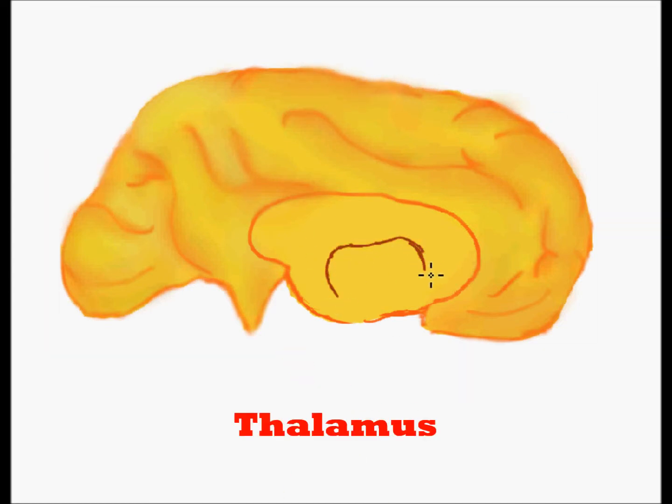The first portion of the lower brain I'm going to talk about is called the thalamus. It's the relay center for the cortex. It handles incoming and outgoing signals. All info goes through here and then goes to the cerebral cortex.